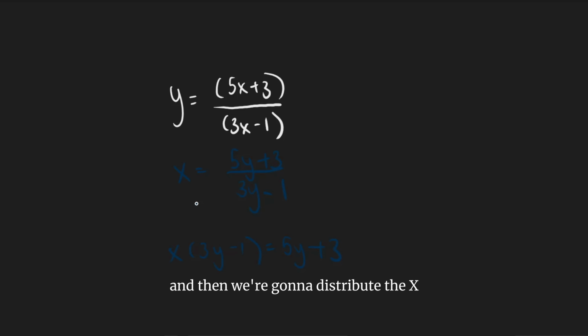And then we're going to distribute the x. So we're going to get 3xy minus x equals 5y plus 3. We're going to go and move over here. Then we want to subtract the 5y from the right and move it to the left. So we're going to get 3xy minus 5y, and we're going to move the x to the right. So we're going to add it, equals x plus 3.